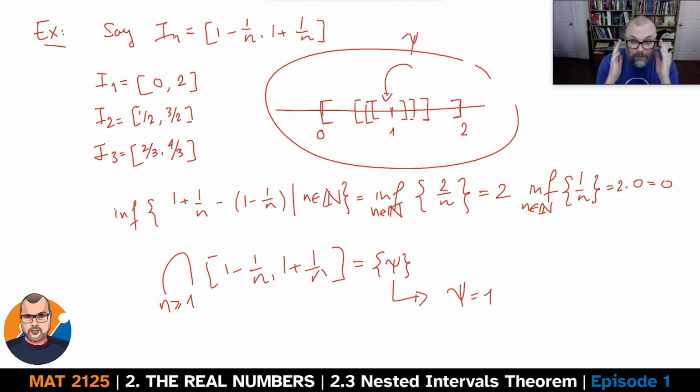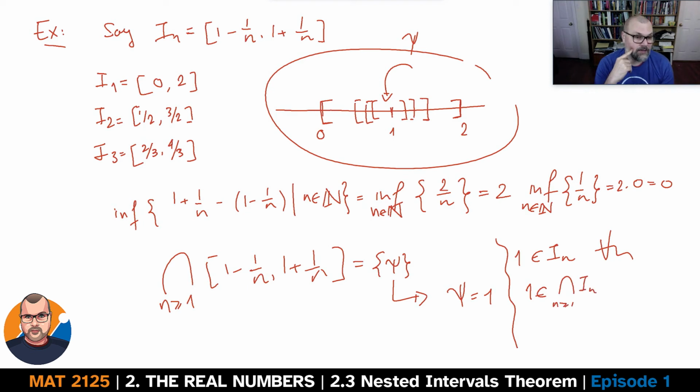It has to be. Look, 1 is contained in every single one of these intervals. So we know that 1 belongs to I_n for every n. Hence, 1 belongs to the intersection of the I_n's. And since the intersection only contains one point, you don't have a choice. Psi has to be equal to 1.